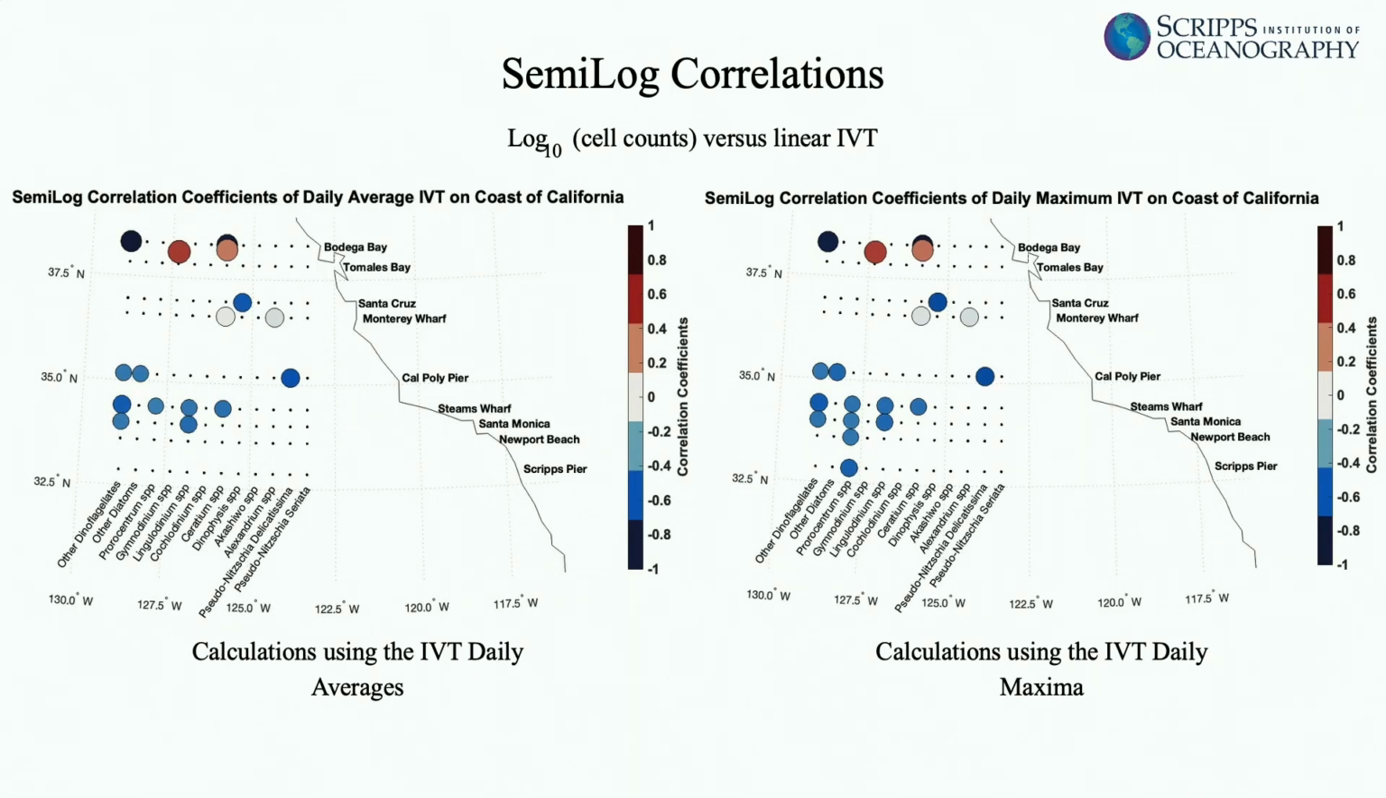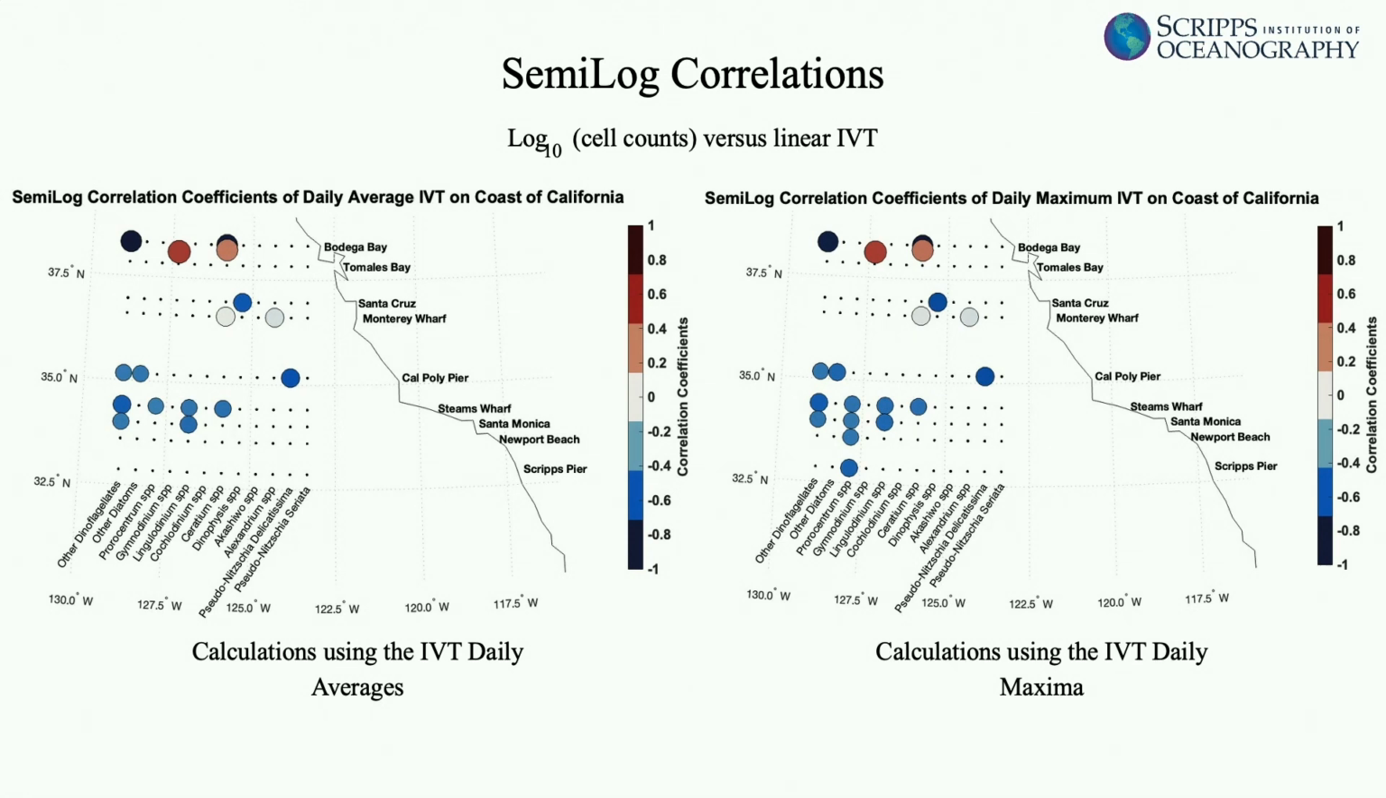So all of the small black dots are going to be locations that did not yield a significant correlation. The bubbles are places that did, and the red bubbles are indicating a positive correlation, meaning that as IVT increases, phytoplankton increase. And the blue bubbles are indicating a negative correlation. So as IVT increases, phytoplankton decrease.